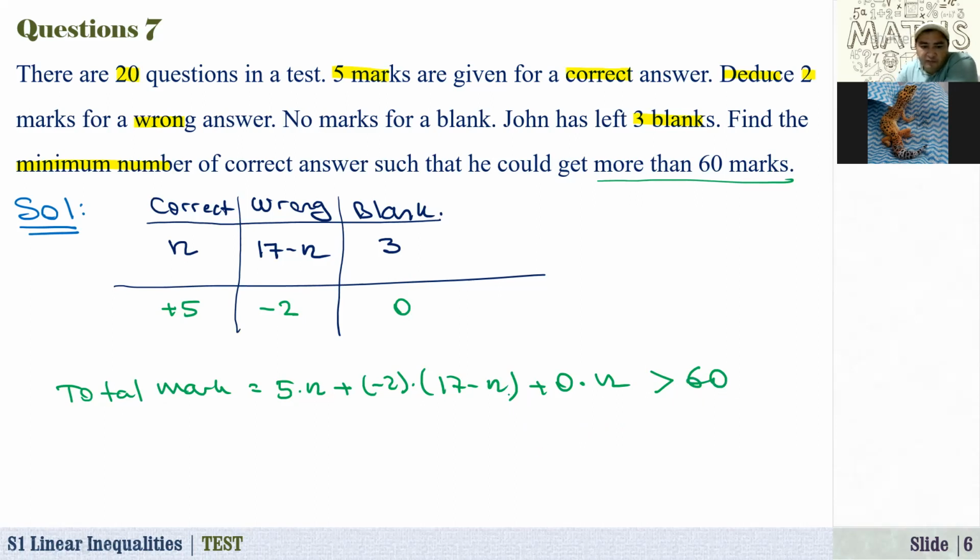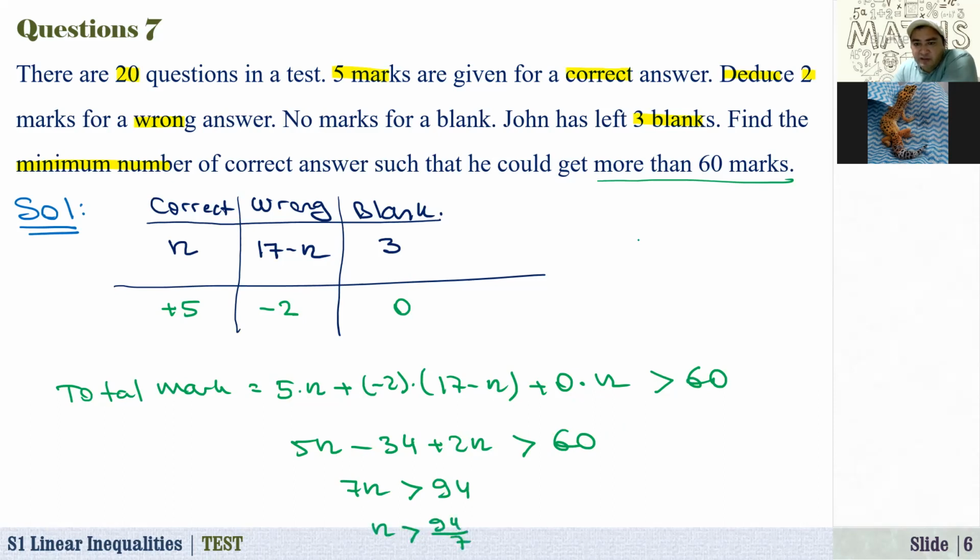So first we have to simplify this: 5n, negative 2 times 17, negative 34, negative 2 times negative n, that is positive 2n, 0 times n is 0, greater than 60. From here, 5n plus 2n, that is 7n, greater than, take 34 to the right hand side, 60 plus 34, that is 94. Okay, now from here, n should be greater than 94 over 7.